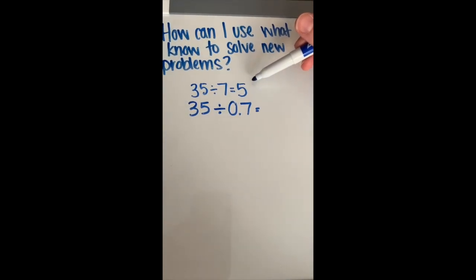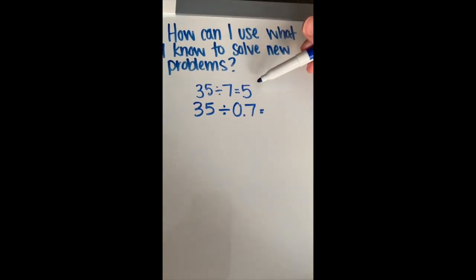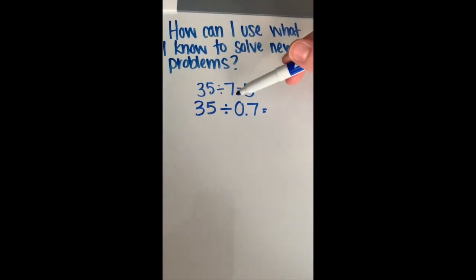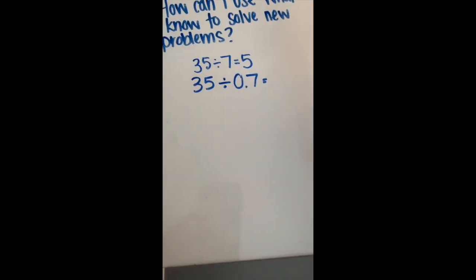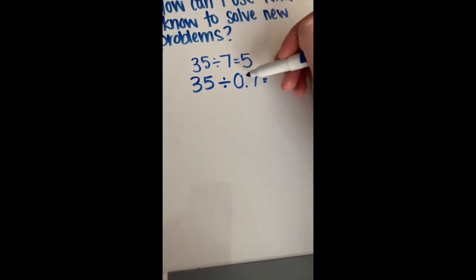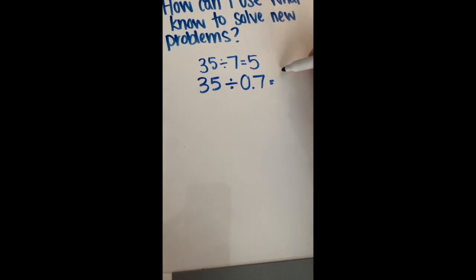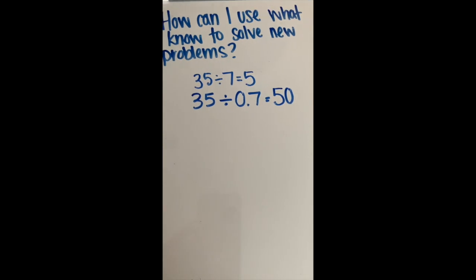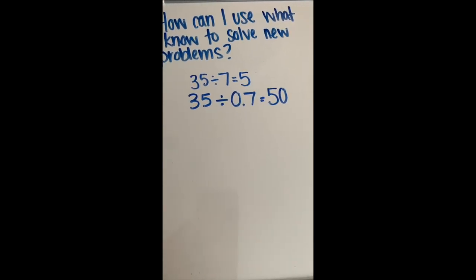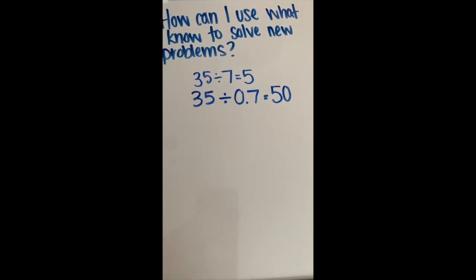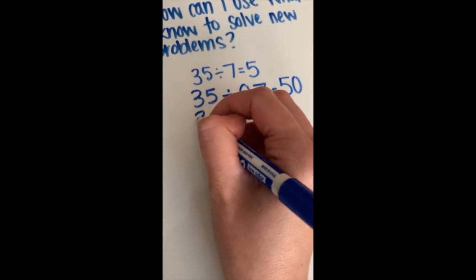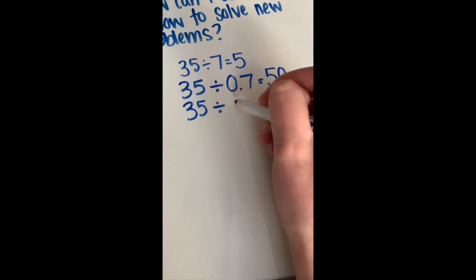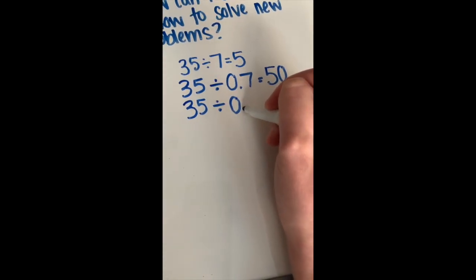It's going to be more than 5, and it's going to grow by a power of 10, just like these numbers change by a power of 10. So this 7 tenths was 10 times smaller. So that's giving me a hint that my quotient is going to be 10 times greater. It's going to take 50 7 tenths to get to 35. And now I can apply that to dividing by hundredths. 35 divided by 7 hundredths.